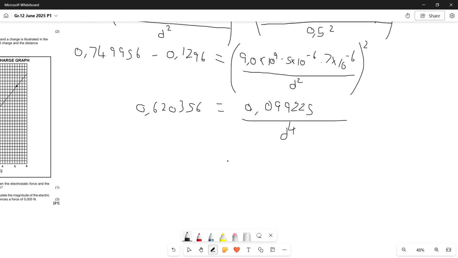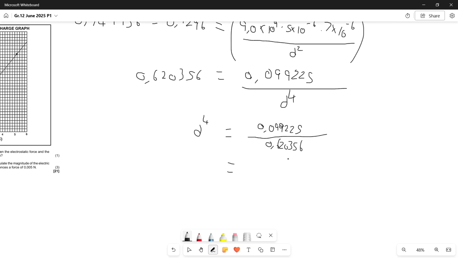At this stage, we're almost done. All we have to do is take our d to the power of 4 up top. We're just cross multiplying. So that is now in our numerator on the left side, and then bringing our 0,620,356 down to the denominator on the right side. And we still have the 0,099225 left on the top right.